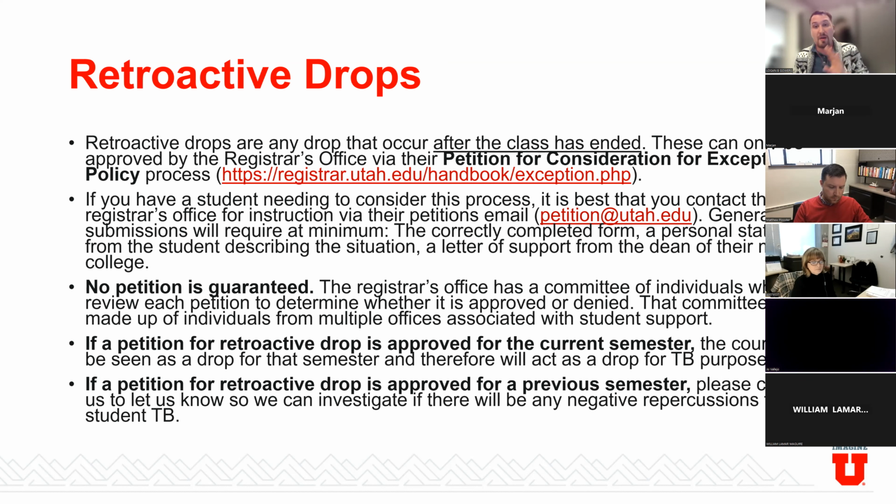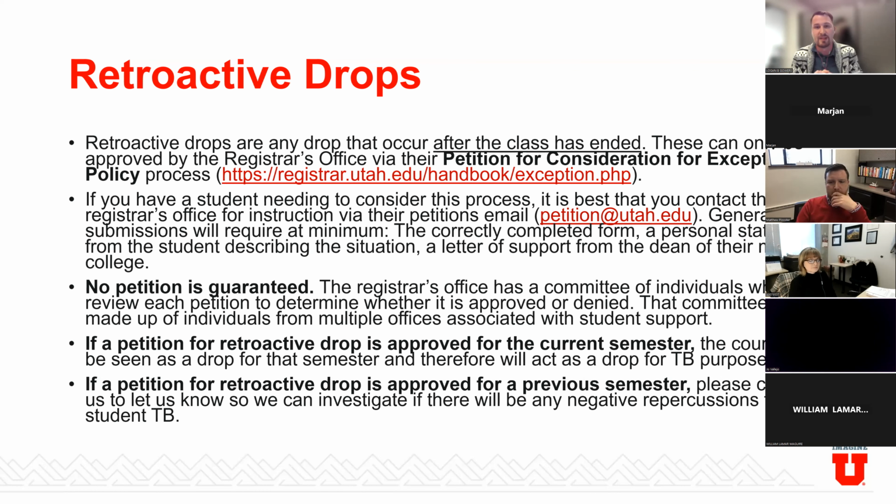General submissions will require, at minimum, the correctly completed form from their website, a personal statement from the student describing the situation, and a letter of support from the dean of their major college. In most cases, that's going to be very easy to do, because all of these petitions really initiate through deans of major colleges or whoever is the appropriate equivalent. Most of those people already have this form. They probably keep like 20 of them in their desk at a time. If you're ever unsure who your contact would be for that, I would go again to the petition email. I've seen one from every department at least, so they can direct you to who your contact might best be for that case.